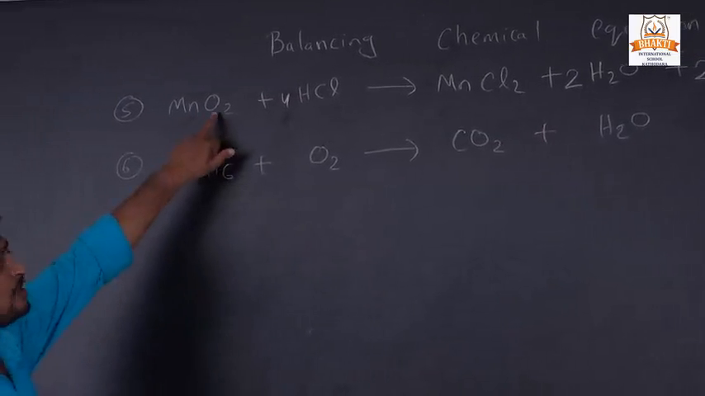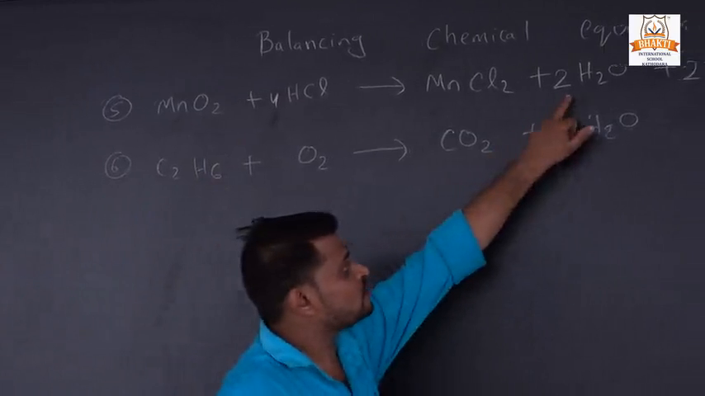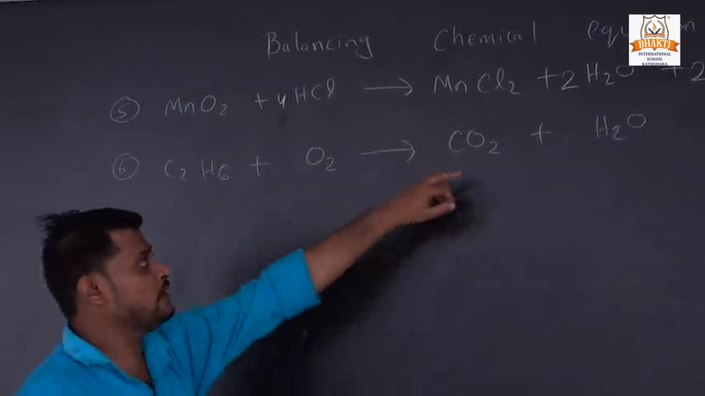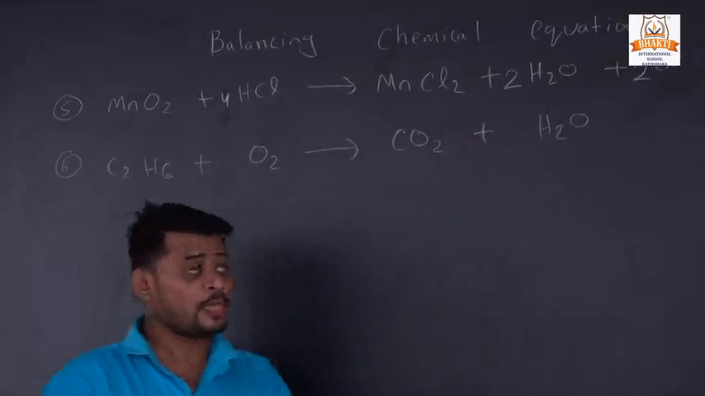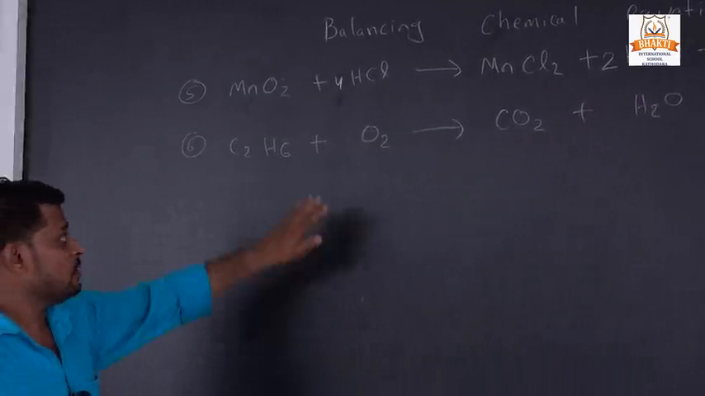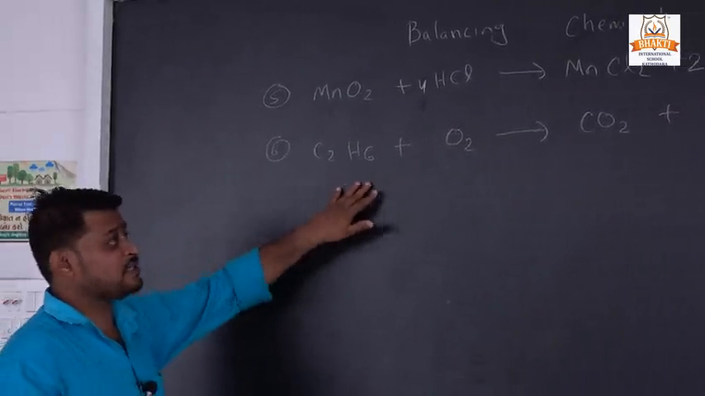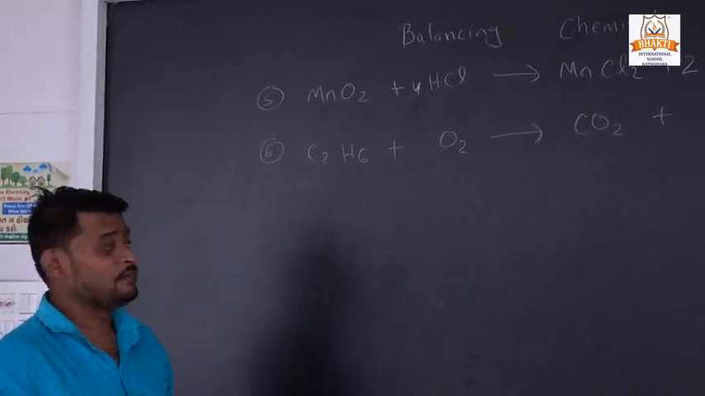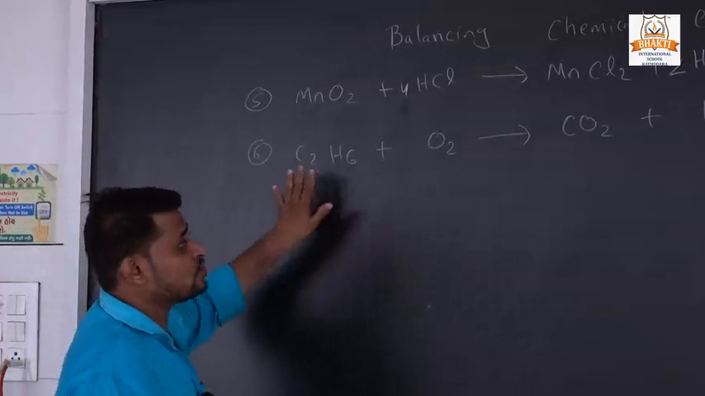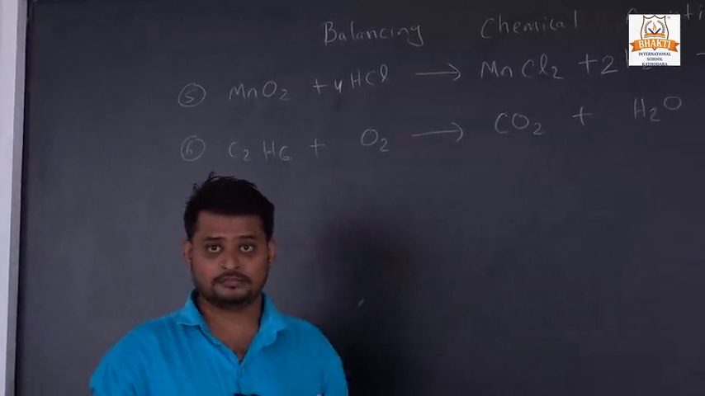Then oxygen here 2 and here oxygen also 2. Hydrogen here 4 and here also 4. So this equation we easily balanced. Now the next equation, it is tough. Okay. Now see it. Here there is not any metal.